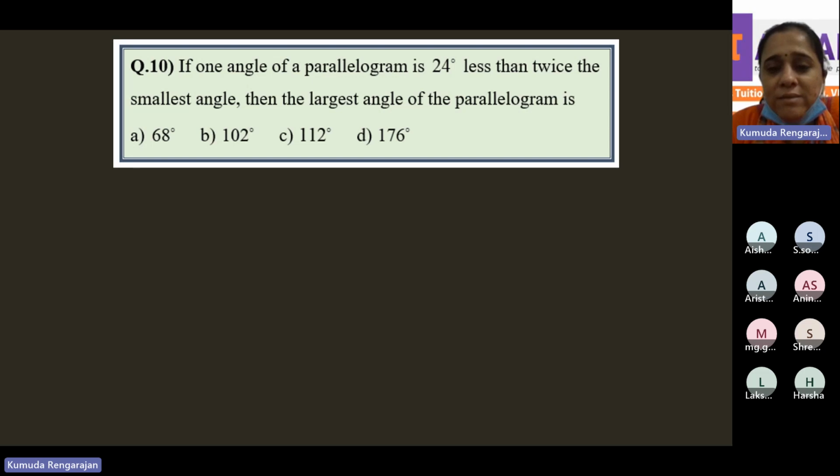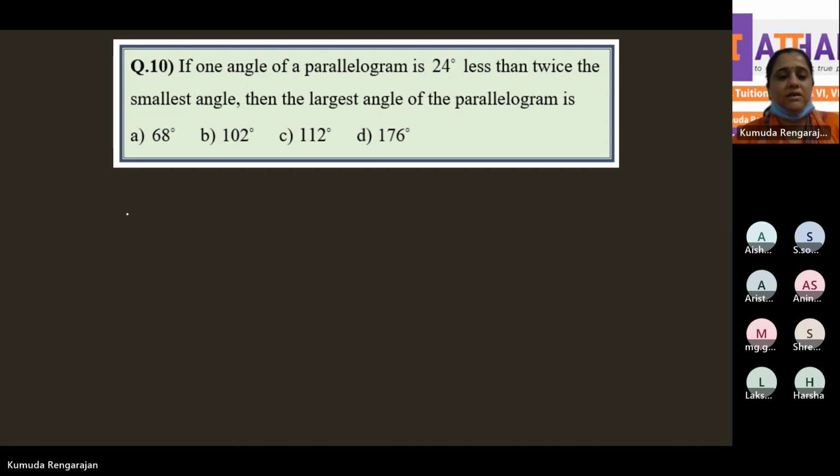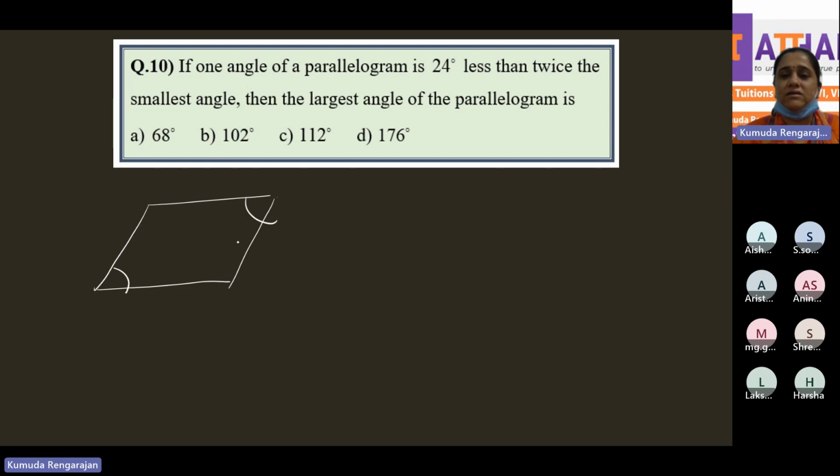If one angle of a parallelogram is 24 less than twice the smallest angle, then the largest angle of the parallelogram is. See, in a parallelogram, there can only be two different measures, because this angle is equal to this angle and this angle is equal to this angle. Though there are four angles, opposite angles are equal.